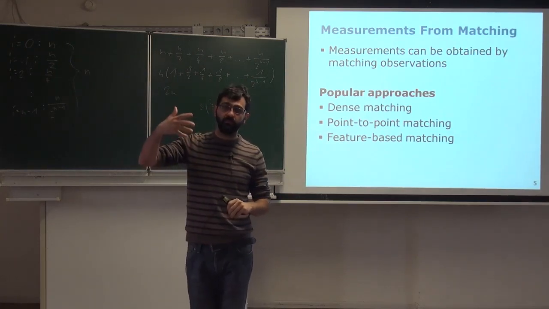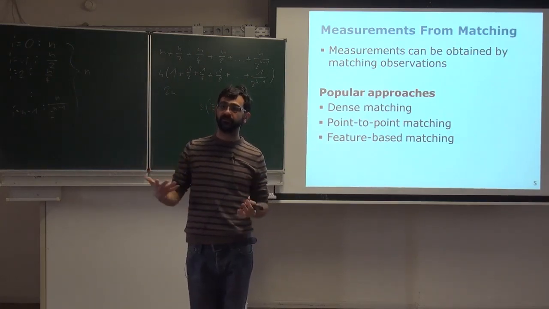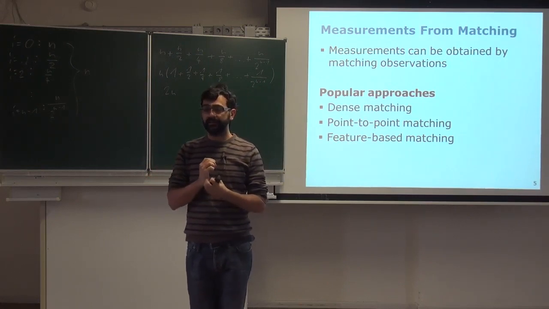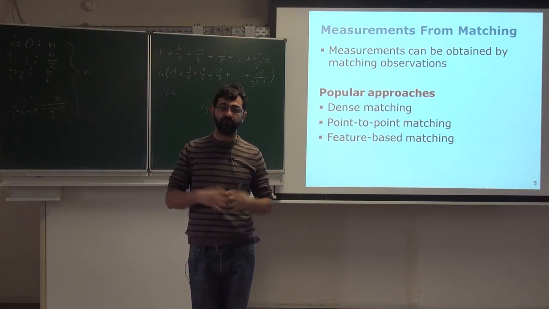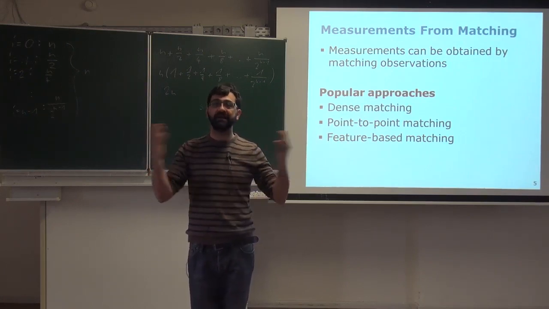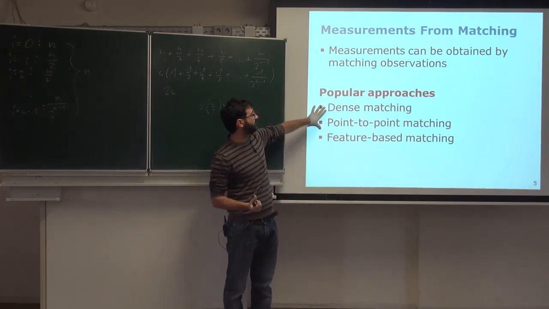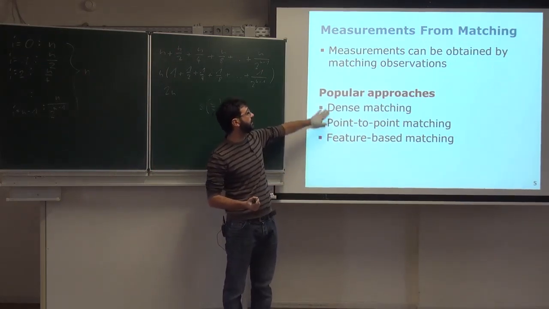But there are many other types of sensors. There might be cameras, there might be sonars, as we've seen, there might be any kind of way of measuring what's around us, magnetic waves, anything. And the popular approaches in this, you can see in different families. One is dense matching.